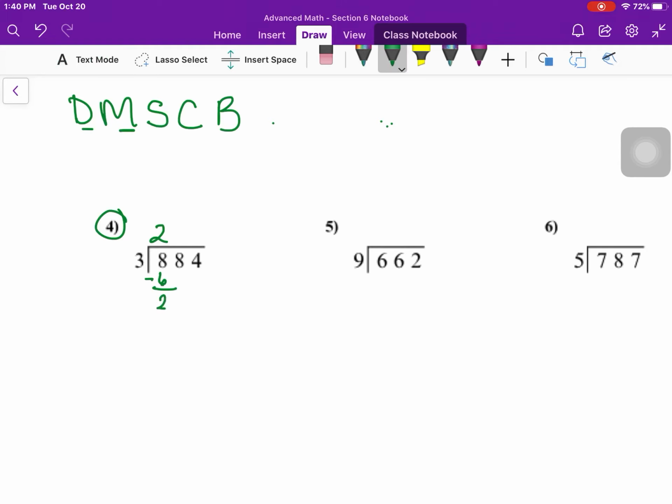Subtract 8 minus 6 and we get 2. We check to make sure 2 is smaller than 3. It is. We bring down the next number, which is 8, and then we repeat the process.